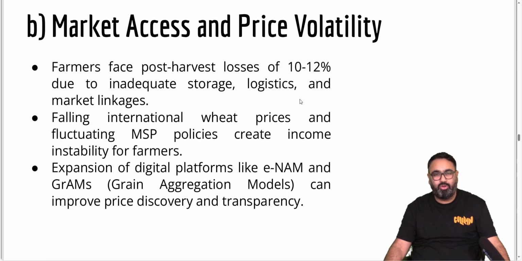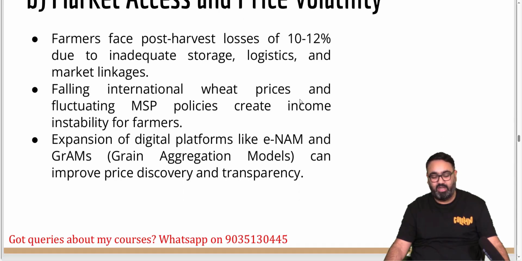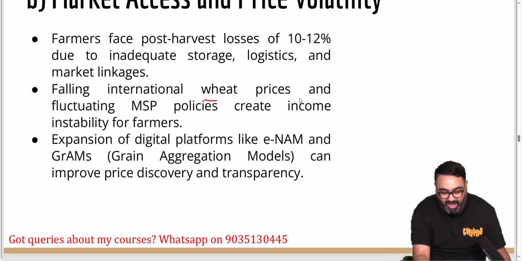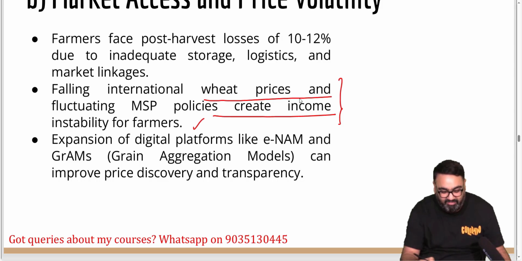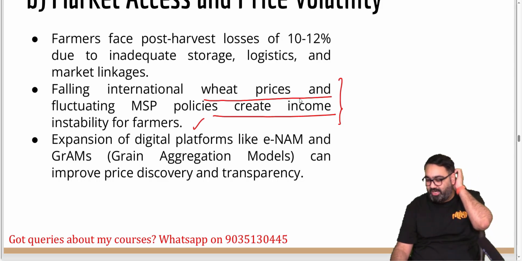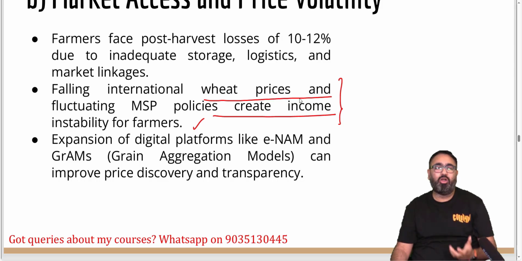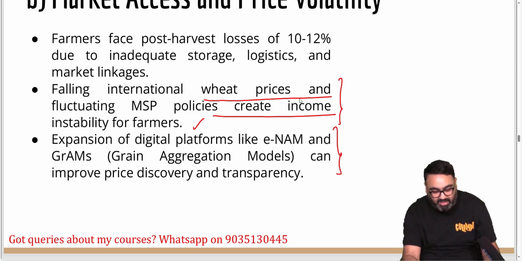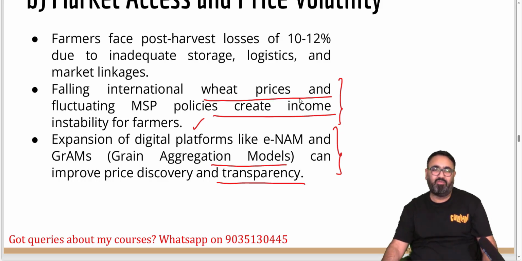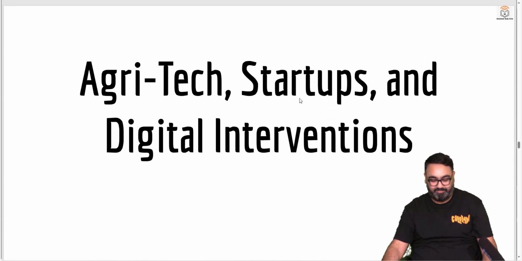The government is also trying to improve market access and reduce price volatility. For example, international wheat prices have fallen, and fluctuating MSPs create a lot of instability for the farmers. Because see, these commodities and their prices are not fixed. At what price the commodity will be sold depends a lot on the demand and supply in the market. Thus, the government is also trying to bring technology into play, as per the Economic Survey. eNAM, grain aggregation models, all these are being done so that a transparent price can be offered to the farmers and they don't fall prey to big corporations that try to suppress the price.